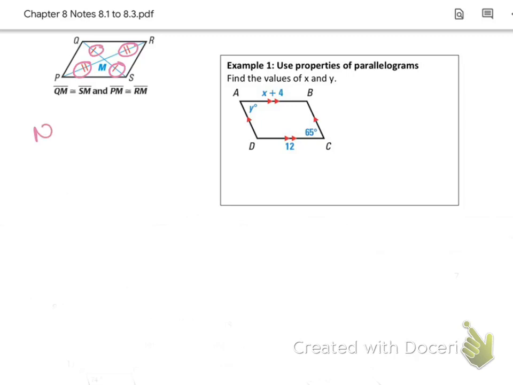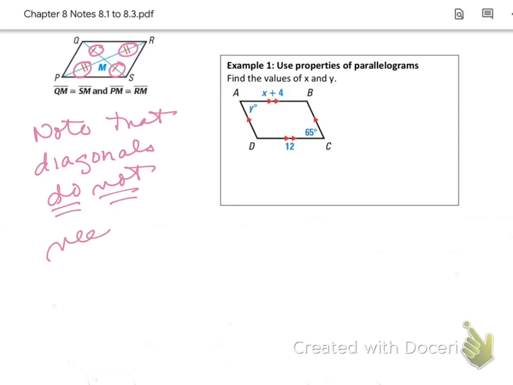Now, note that diagonals do not need to be congruent. Okay? They're not congruent. That's not a requirement. All that is required is that when they cut each other, they cut into equal segments. Okay? So this example is going to help us think about some things here.